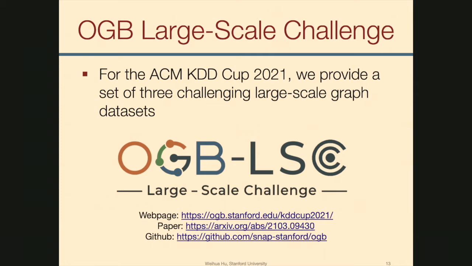In order to push this frontier of large-scale graph machine learning, for this year's ACM KDD Cup, which is one of the largest prestigious machine learning competitions in the world, we provide a set of 3 challenging large-scale graph data sets. So again, the webpage containing all the information about this KDD Cup is available on ogb.stanford.edu, KDD Cup 2021. We have a paper describing our challenge, and we have a GitHub repository that has all the code for the baseline and the data set.